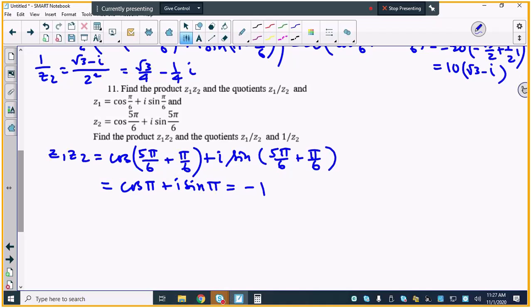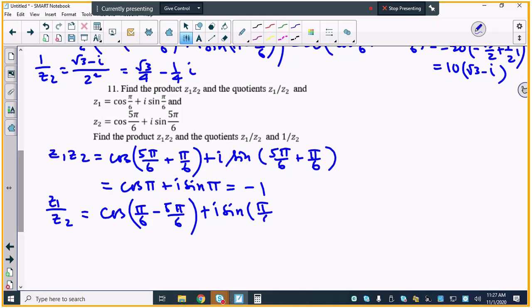So that's -1. Whereas z1 over z2, now we are subtracting. So we will do cosine pi over 6 minus 5 pi over 6. Again, the radius being 1 in either situation, 1 over 1 is 1 and I didn't write it. Plus i sine pi over 6 minus 5 pi over 6. And remember, even and odd for cosine and sine respectively. So you get cosine minus 4 pi over 6 plus i sine minus 4 pi over 6.